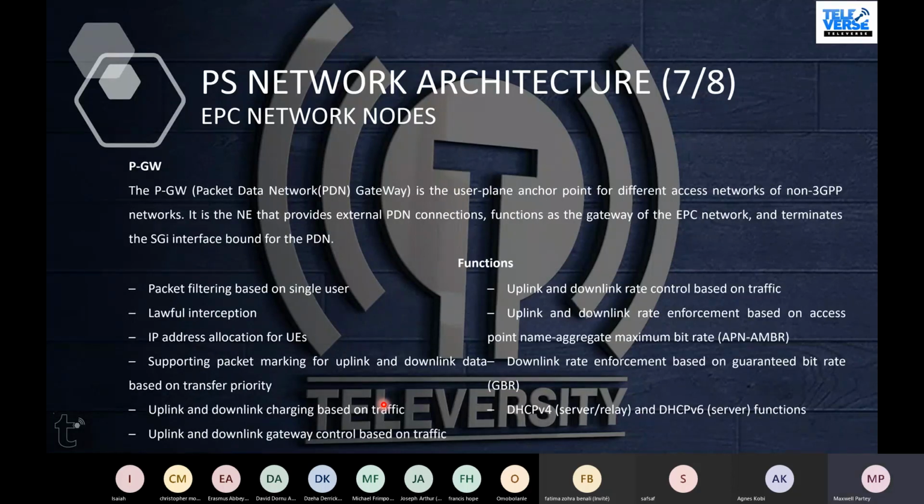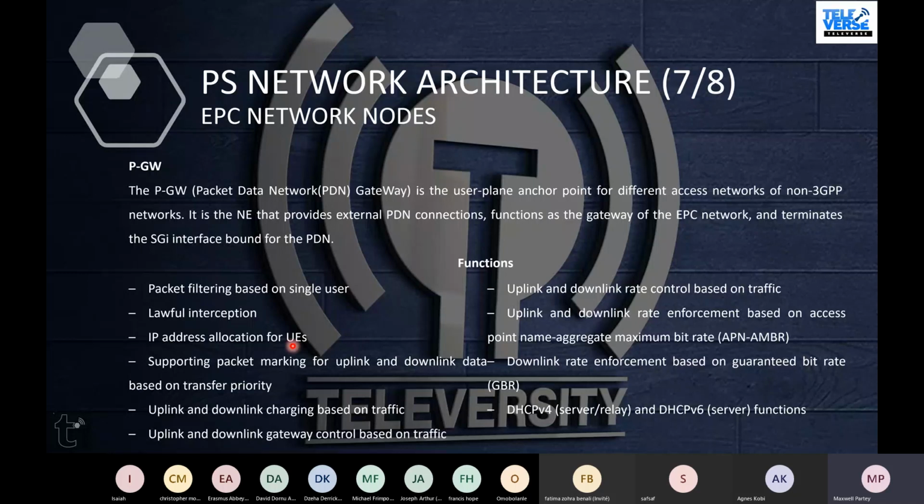Then we have the PGW. So the PGW is a user plane anchor for different access networks, for non-3GPP networks towards the PDN, right? So connection towards the PDN functions as a gateway of the EPC and terminates the SGi interface bound for the PDN. So here we will find the same functionalities that we'll find in the SGW being replicated here, but then here we'll find additional functionalities such as IP address allocation for UEs.